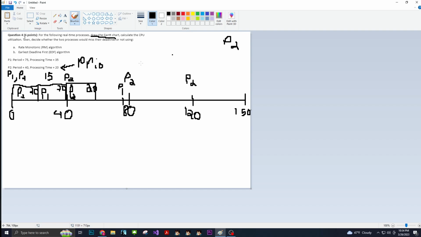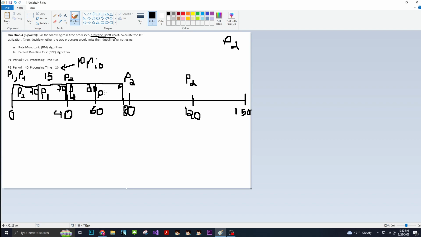P2 was first because it had higher priority. P1 tried to execute 20 of its processing time, but it was interrupted by P2. Now that we have time free, we can finish what we started on P1. And then we still have enough time to do the rest of the Gantt chart. So let's see how much we have left. Currently, this is at 60. So we'd be at 60 right here. So we have a 15 remaining time for P1. So this means we can draw the box.